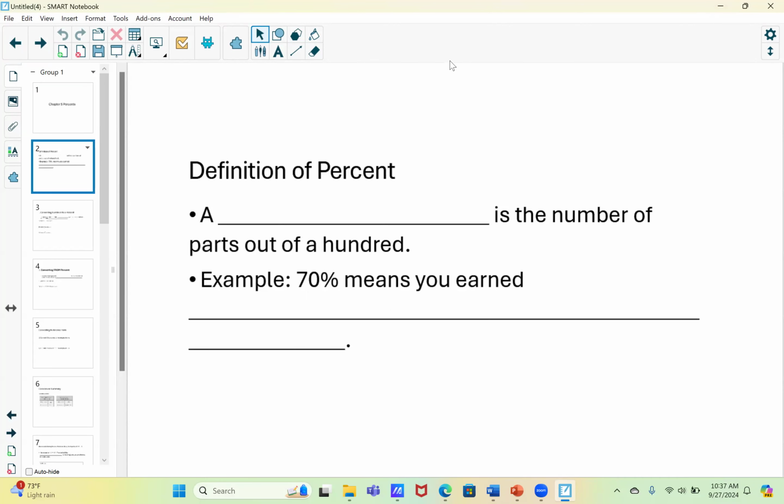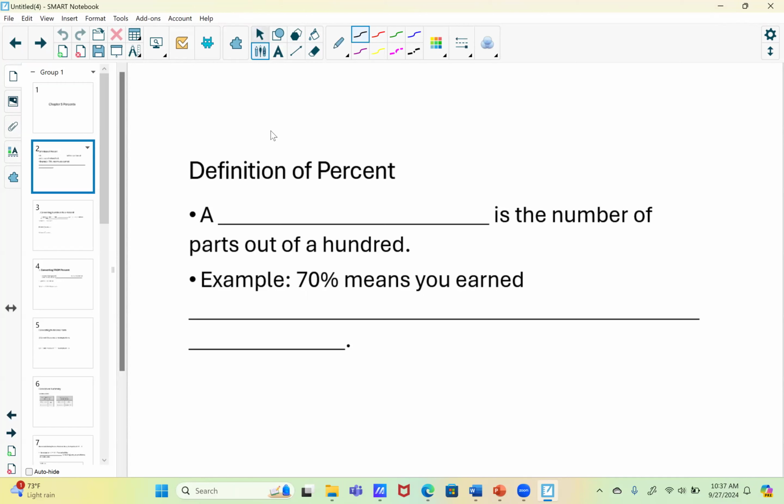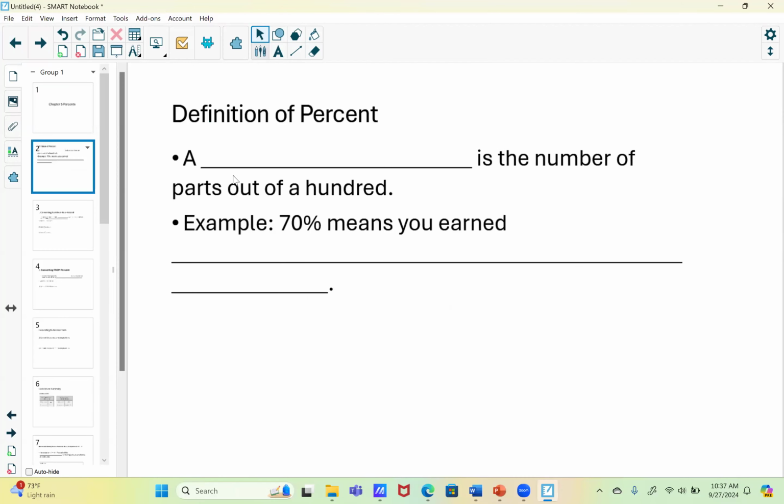Okay, so first off, what is a percent? A percent is the number of parts out of 100. So when we talk about 70%, it means you earned 70 out of 100. Or if you want to actually divide it, 70 divided by 100 would give you 0.70. And that's what a percent is. A percent is how many out of 100.